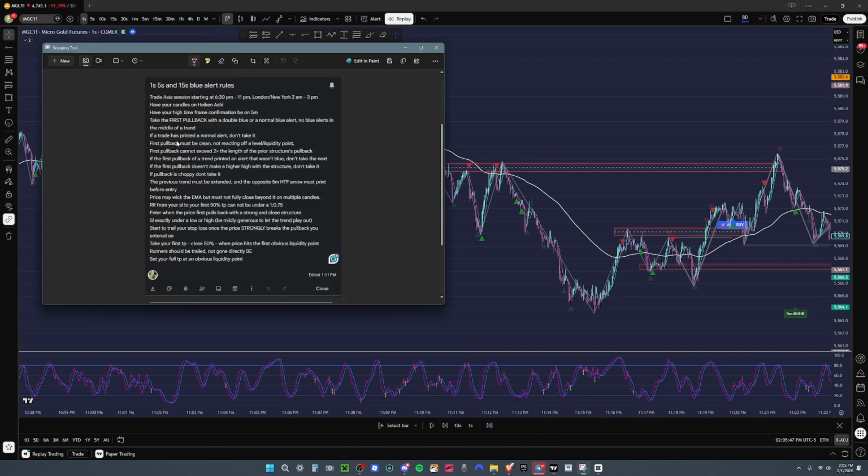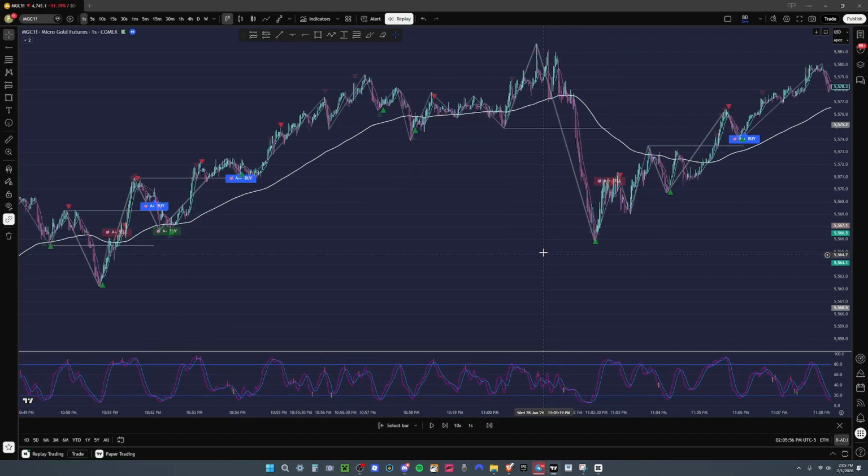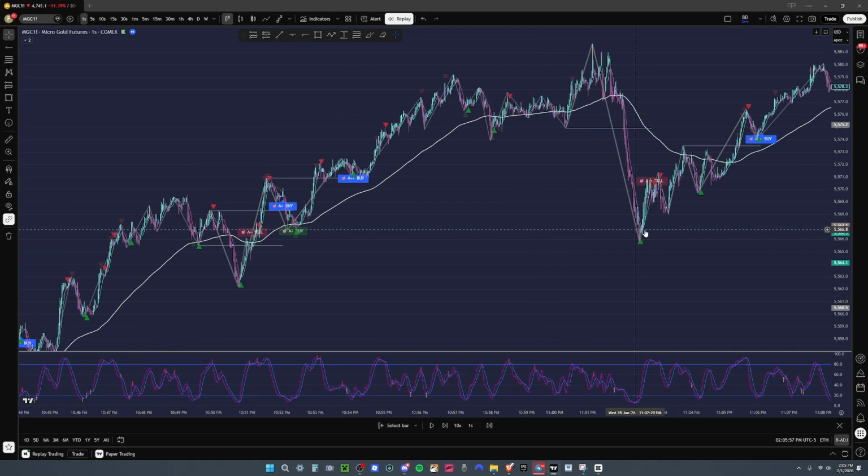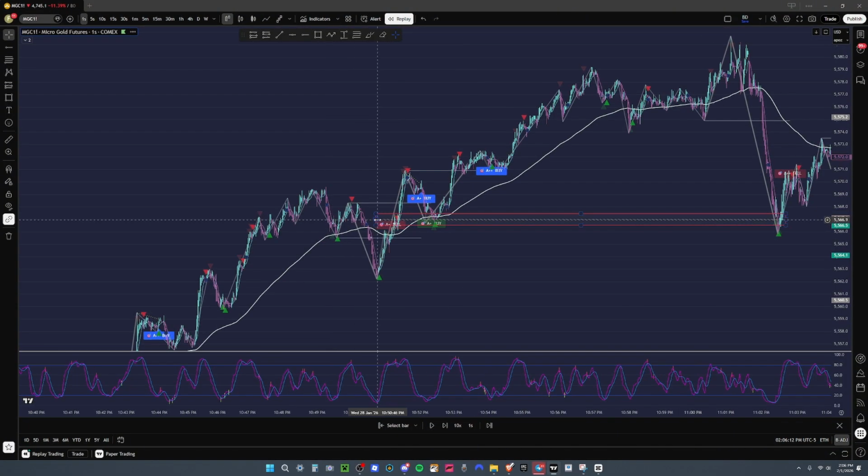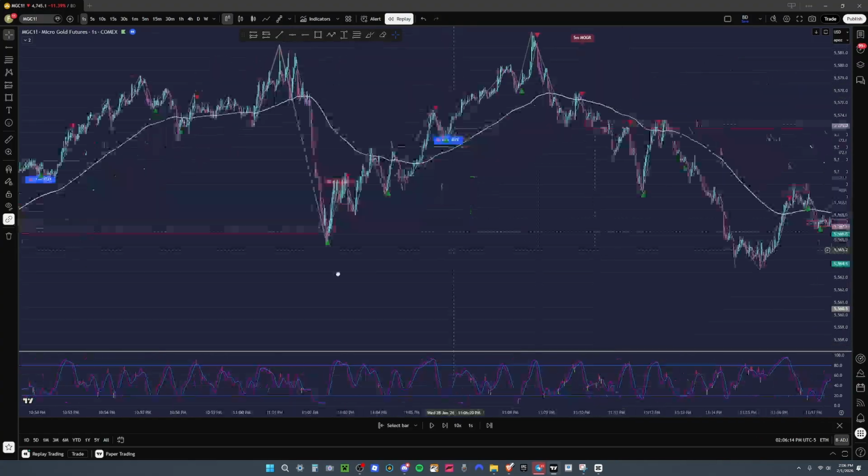So the first pullback must be clean, and it can't react off of a level and liquidity point. As you can see, this trade right here reacts off of a strong liquidity point. You see we have a prominent low right here, and we just bounced up, and then we made an alert. So you don't want to take that because it bounces off whatever you could call it, level, structure, liquidity point. We wouldn't want to take that.